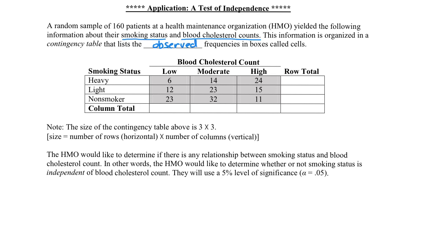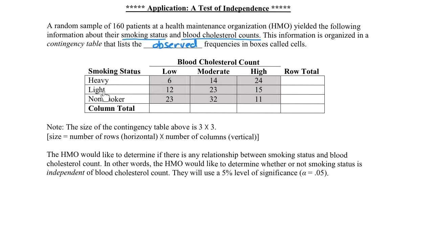So these are the actual frequencies, the ones we actually saw, we observed them, or measured them. So we've got the observed frequencies in boxes called cells. So here's our contingency table. It's a contingency table. Got the observed frequencies, so 6. This 6 represents somebody with a low blood cholesterol count who's a heavy smoker.